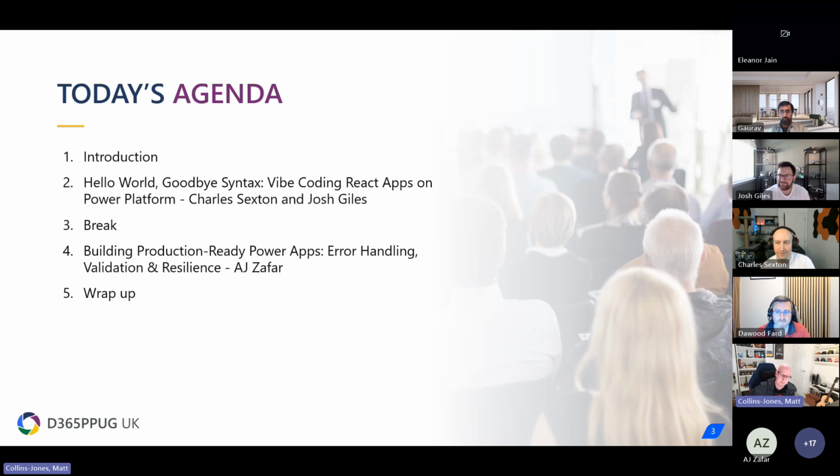We're gonna have a short break, probably around 7 o'clock, five-ish minutes break, and then we'll get stuck into our second session just after 7, which is building production ready Power Apps, error handling, validation, and resilience by AJ. Again, if you've never met AJ, he's a larger than life character. He is an expert at what he does. The man knows more things than I've forgotten. Or the other way around, I've forgotten more things than he. I don't know, one of those. Either way, he's a legend.